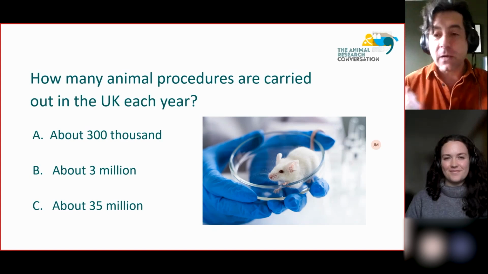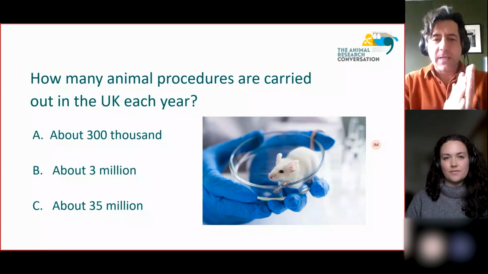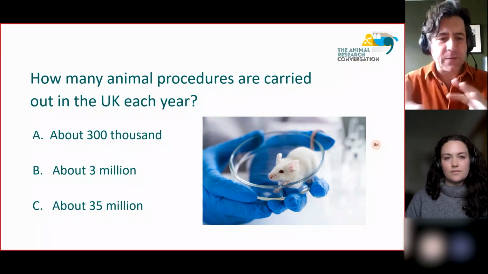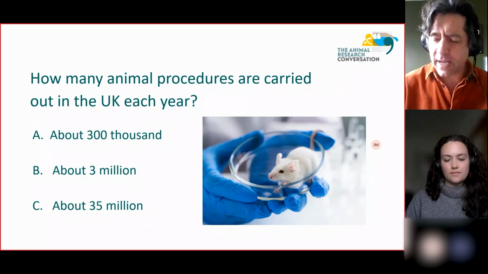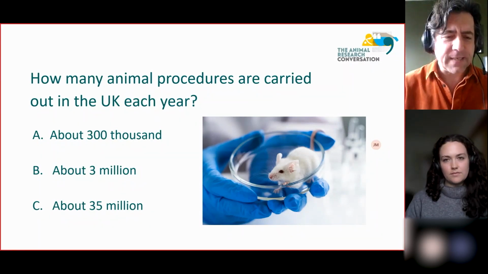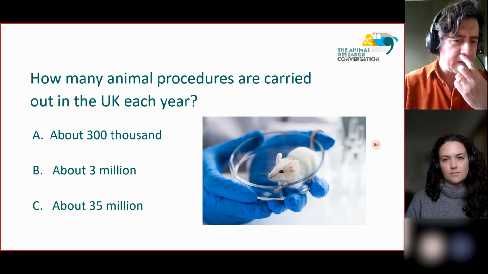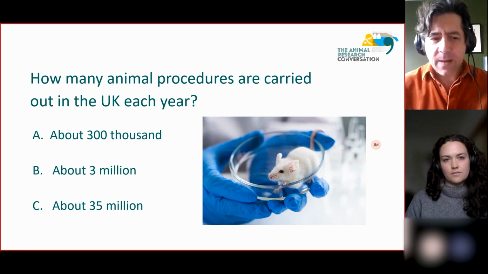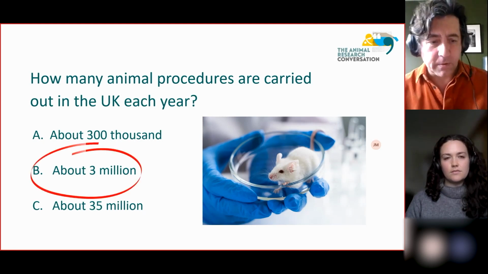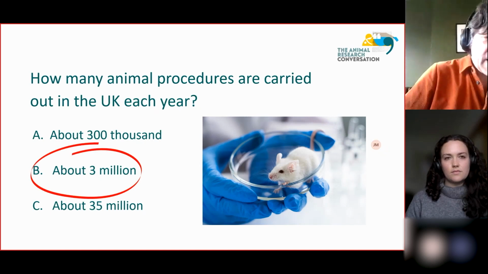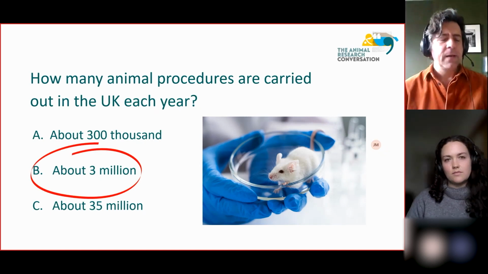But the first thing I always ask is, how many animal procedures are carried out, do they think, in the UK each year? Now this changes, so I've kept it as a standard range of between 300,000 and 35 million. And the correct answer is around about 3 million. We know this goes up and down each year.